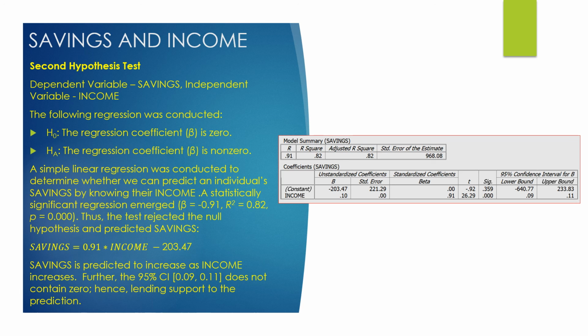Thus, the test rejected the null hypothesis and predicted savings. Savings is predicted to increase as income increases. Further, the 95% confidence interval is between 0.09 and 0.11 and does not contain a zero, hence lending support to the prediction.